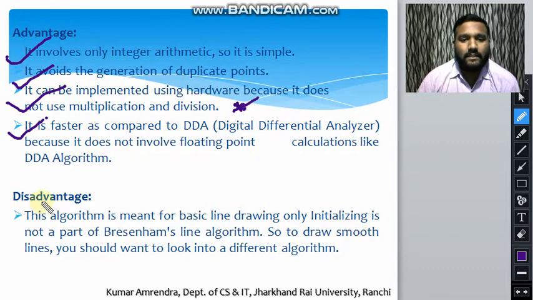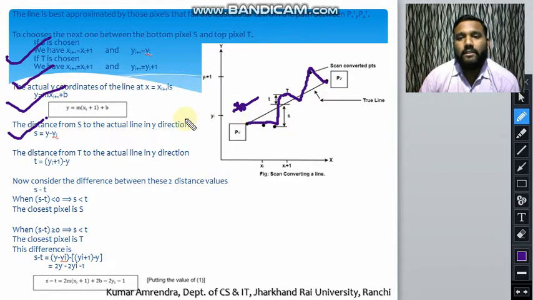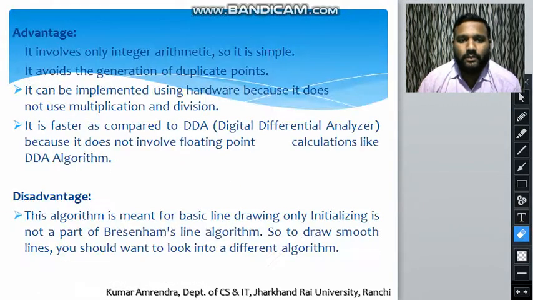And let us see the disadvantages of Bresenham's. This algorithm is meant for basic line drawing only. Initializing is not a part of Bresenham's line drawing. So to draw smooth lines, you should look into a different algorithm. We have seen in this figure that the lines are not smooth. They form a zigzag. So rather than using this algorithm, we use other types of algorithms to draw such lines.